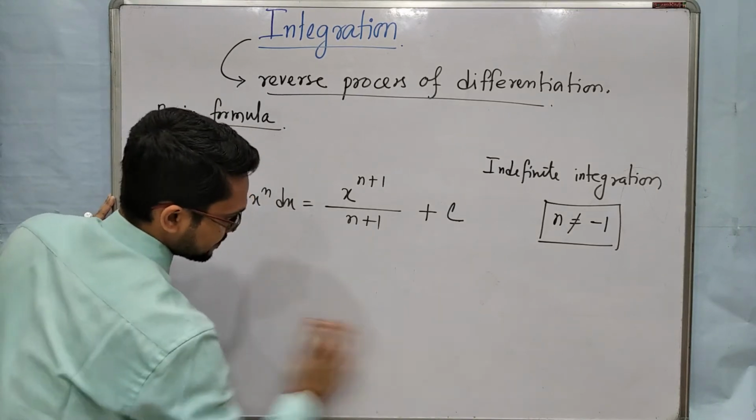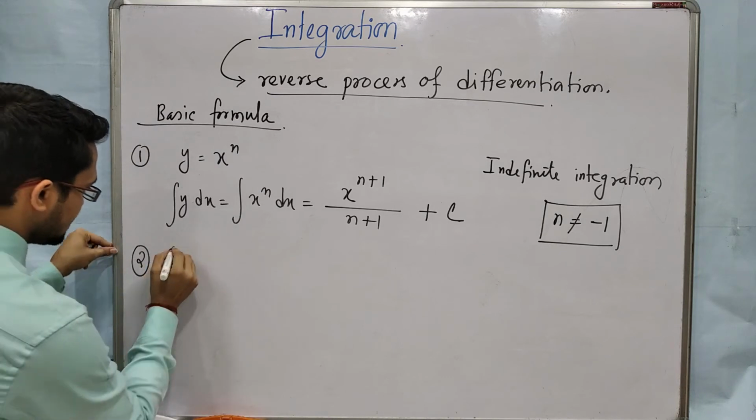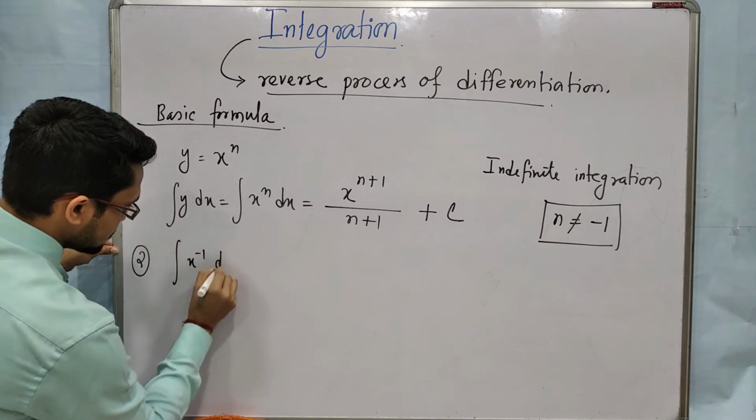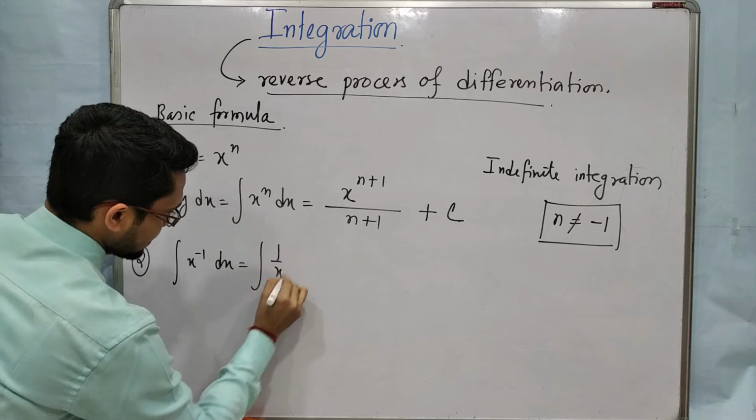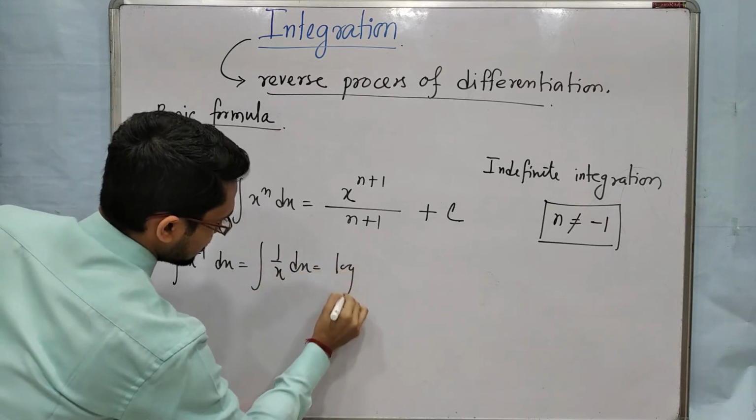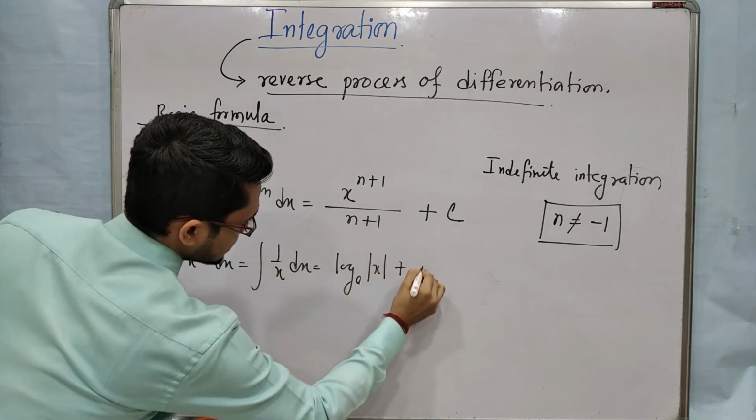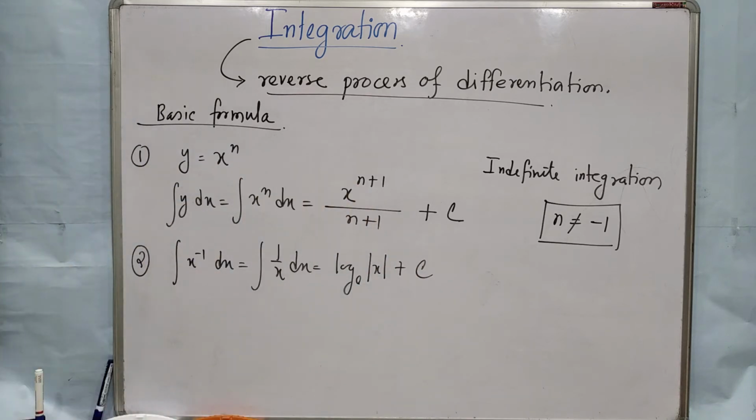I am writing it here again. So integration of x to the power minus 1 dx, or 1 by x dx, will be log e base mod x plus c if it is indefinite.